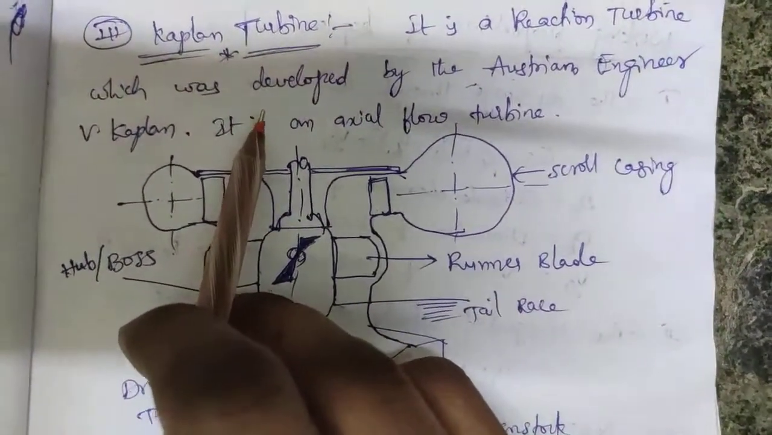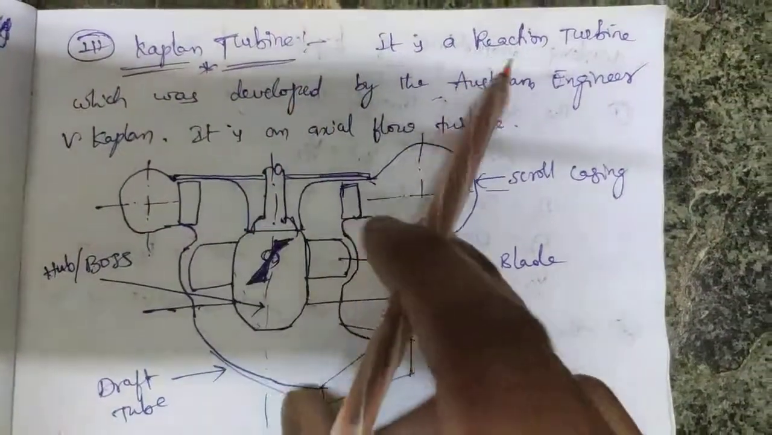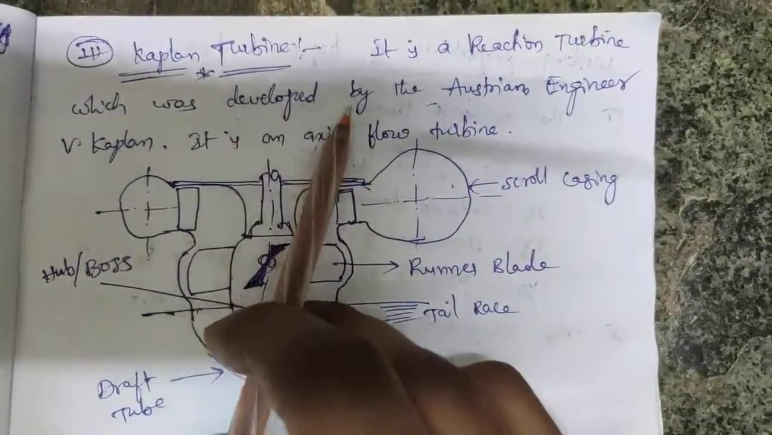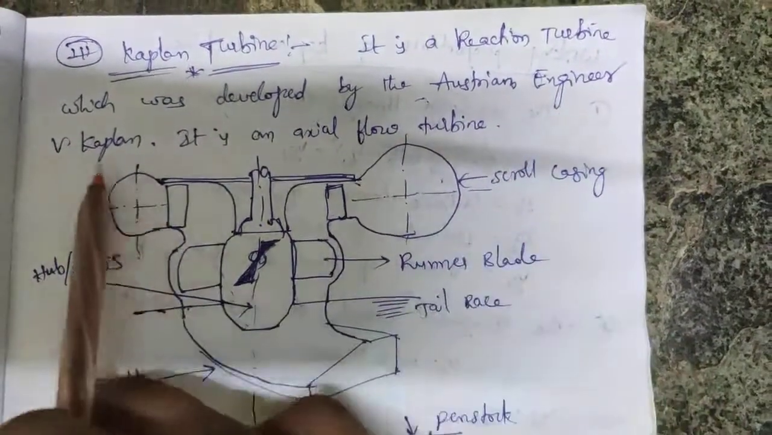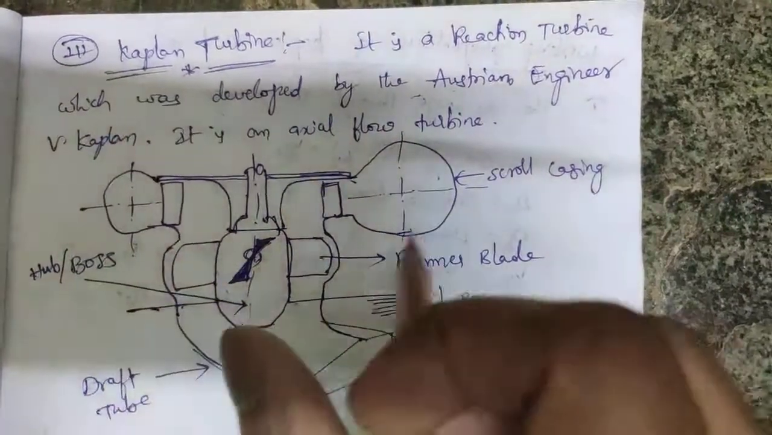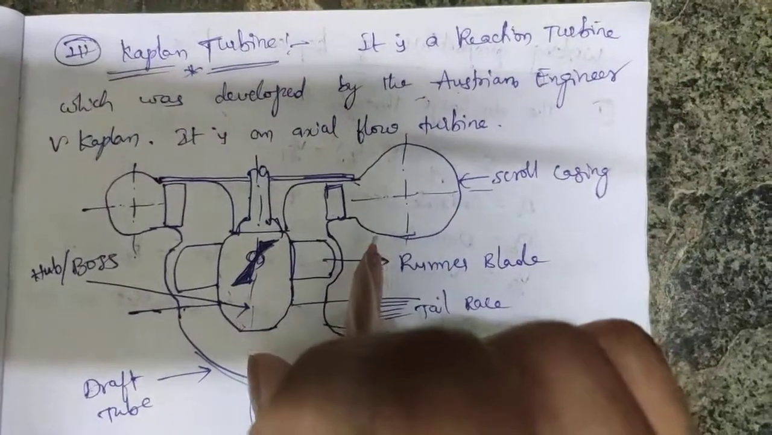Today we will learn about the Kaplan turbine. The Kaplan turbine is a reaction turbine which was developed by the Austrian engineer V. Kaplan. This Kaplan turbine is a pure axial flow turbine.